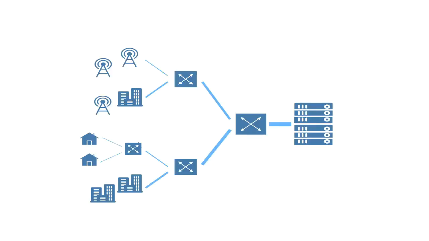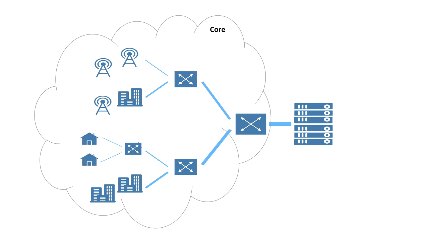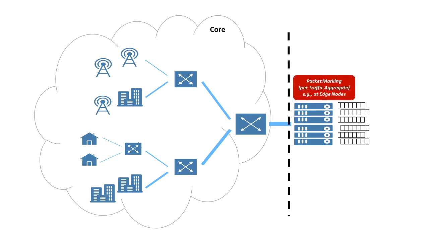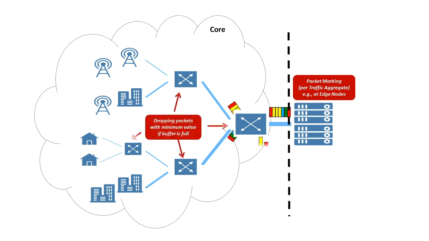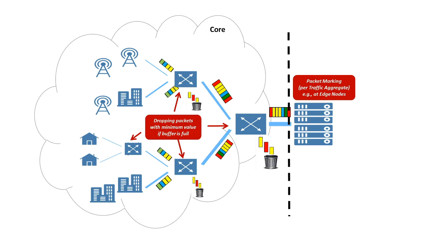Let's see an example. In an access aggregation network, resource sharing is generally applied on the downstream traffic. Its goal is to provide fair or weighted fair resource sharing among the subscribers. In PPV, for each subscriber, packet marking is done independently at the border of the access network. A packet marker instance assigns comparable packet values to each packet of the traffic aggregate it is responsible for. In this example, the different values are illustrated by different colors.